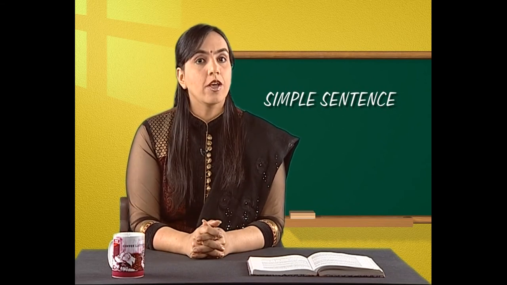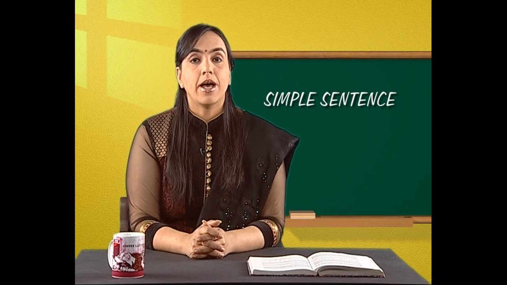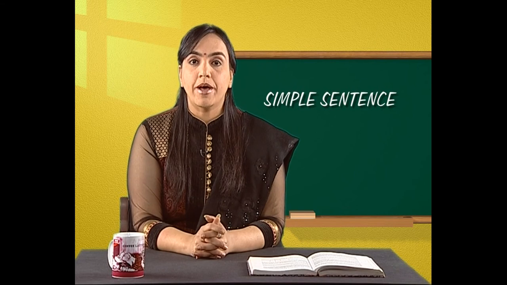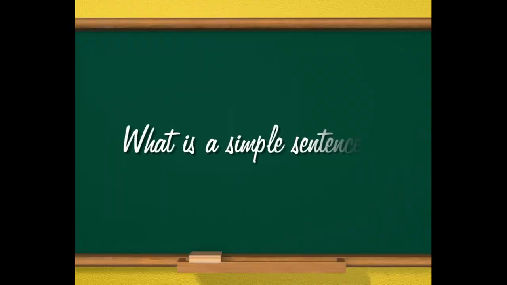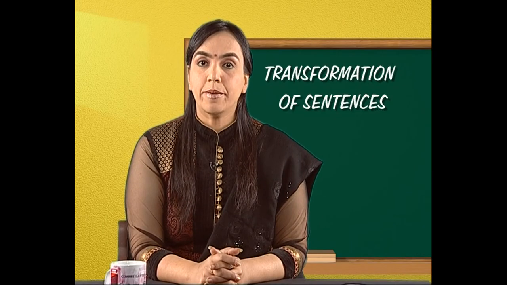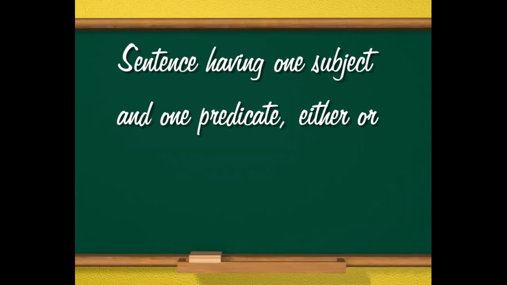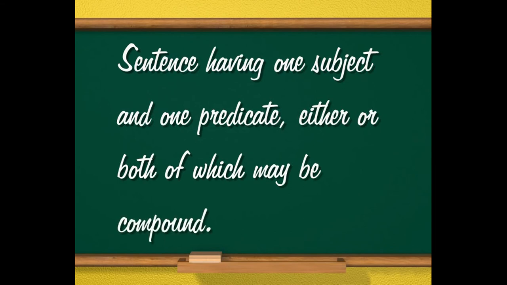What is a simple sentence? A simple sentence is a sentence having one subject and one predicate, either or both of which may be compound.